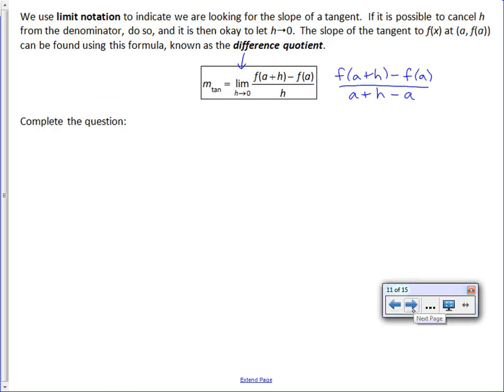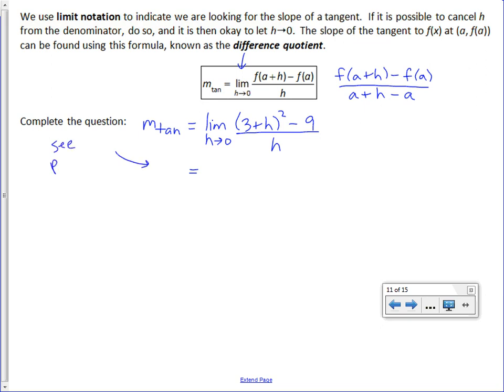So here, I'll show you what I mean. I'm going to take the exact same question we've been working with. Slope of tangent equals the limit as h goes to 0 of (3 plus h) squared minus 9 over h. So that was our expression that we were working with. Just to save us some space, you're going to go see the previous page. We got to the point where we have limit as h goes to 0 of 6 plus h.